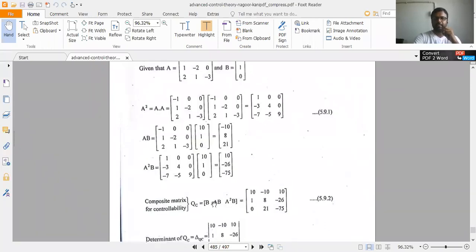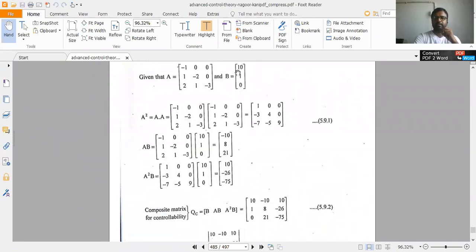So the first element is nothing but B. That means the matrix B is placed first, and A square is the matrix obtained as a 3 by 3, and this particular 3 by 3 has to be multiplied with a 3 by 1 matrix. So we are going to get a column matrix consisting of 3 elements, and AB is also a column matrix consisting of 3 elements.